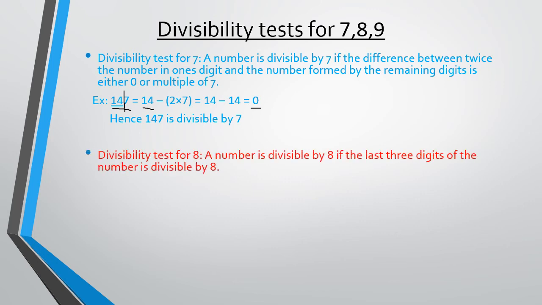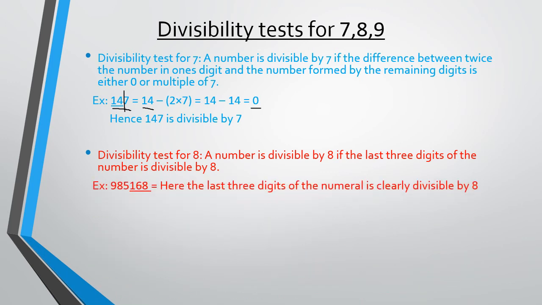Alright? Next, divisibility test for 8. A number is divisible by 8 if the last three digits of that number are also divisible by 8. I have considered a big number here, that is 9,85,168, and I have taken the last three digits, which is 168, and we clearly know that 168 is divisible by 8. Hence 9,85,168 is also divisible by 8.